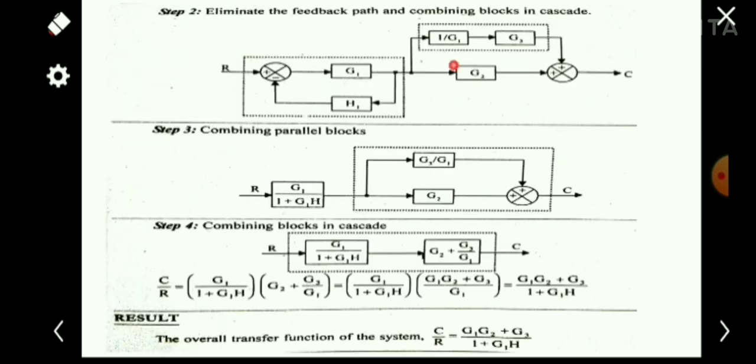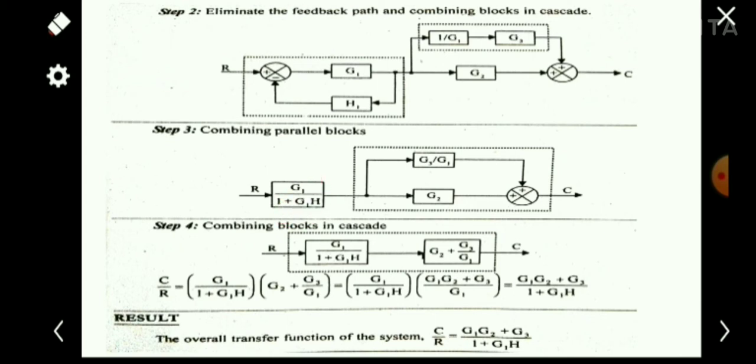So we can simply replace this block: this is 1 by G1 into G3, so it becomes G3 by G1. In the next diagram it will become G3 by G1, and here this is a negative feedback loop with G1, where we are taking the output and feeding it back to the negative portion, that is the input. Based on the rule we can simply replace this negative feedback loop with G1 by 1 plus G1H, which I have written here.